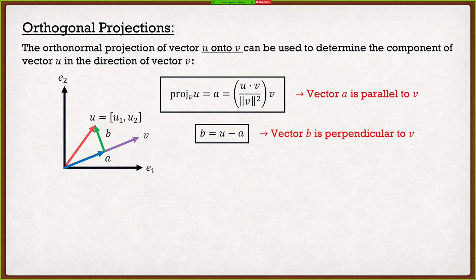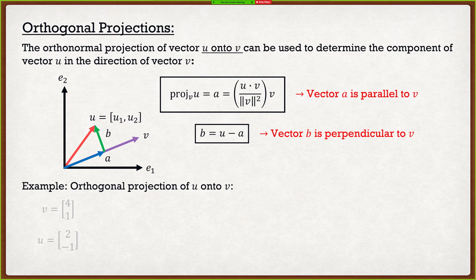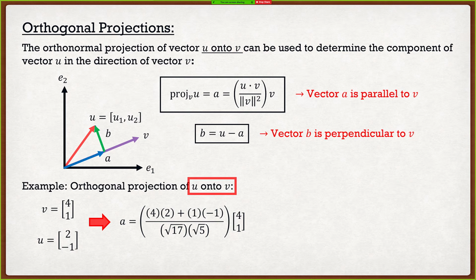All right, so we look at this. We say this is not that bad. So let's do a quick example of an orthogonal projection of U onto V. With this example, I want to show you guys kind of the secret here. We have two vectors, V and U, so they're the same components as we've seen before. And if I wanted that orthogonal projection A, well, it's very simple. I got 4 times 2, because it's the dot product, plus 1 times -1, divided by the norm of U, which is the square root of 17, divided by the norm of V, which is square root of 5, and we multiply this by vector V, so 4, 1.